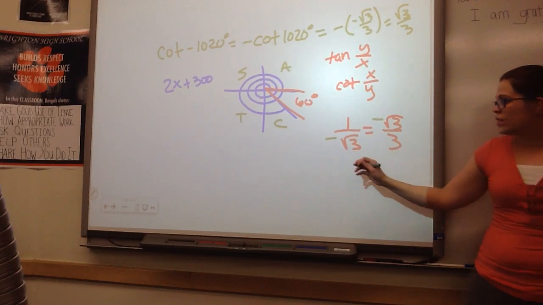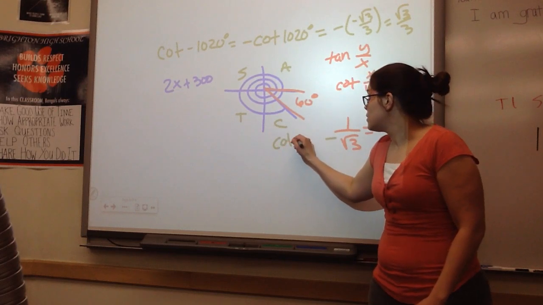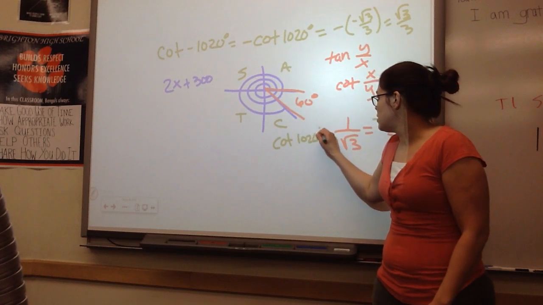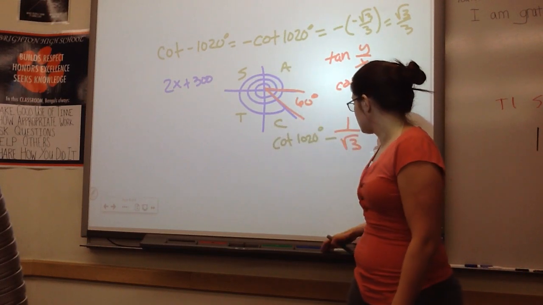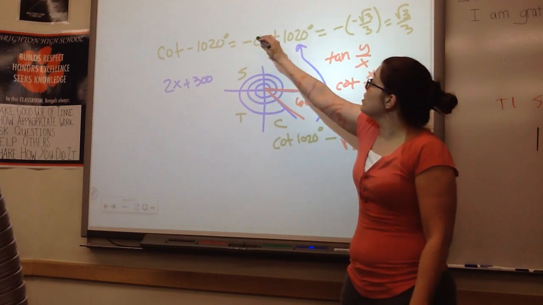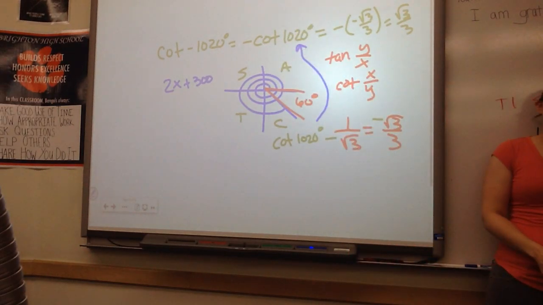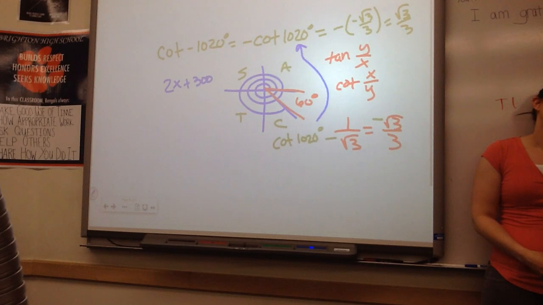So this was the cotangent of 1020, right? But our real question is we're taking the opposite of the cotangent of 1020. Does that make sense? Can I have nods?